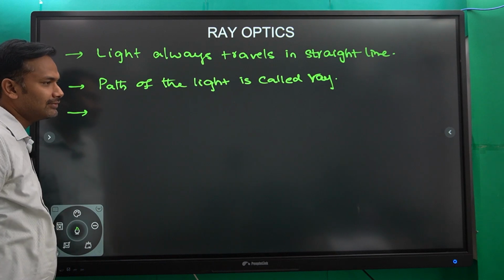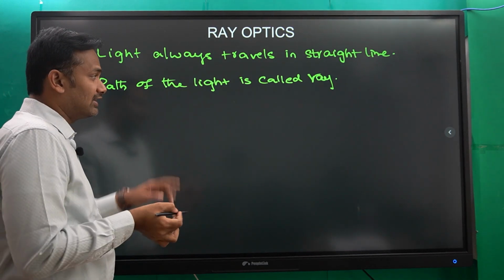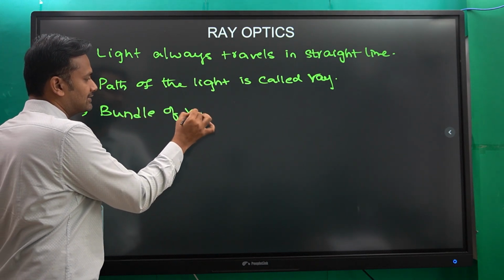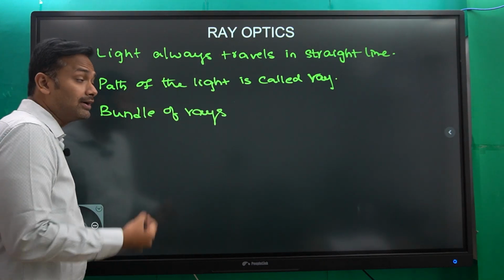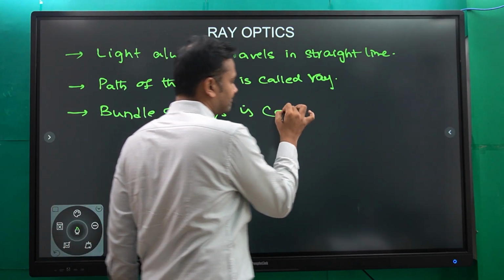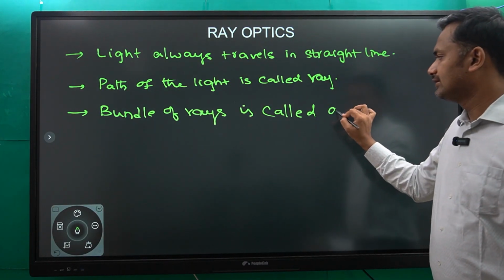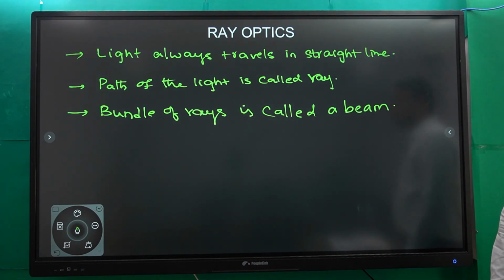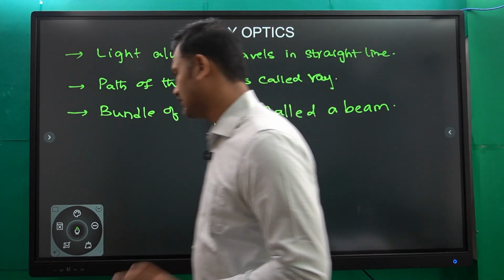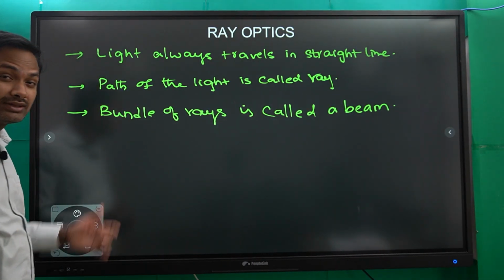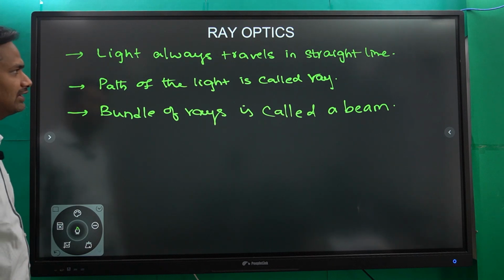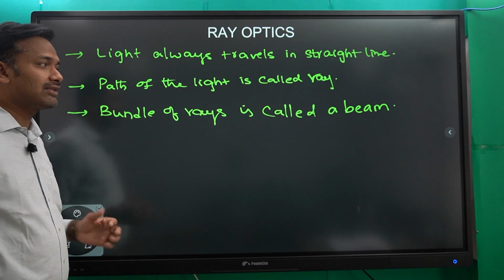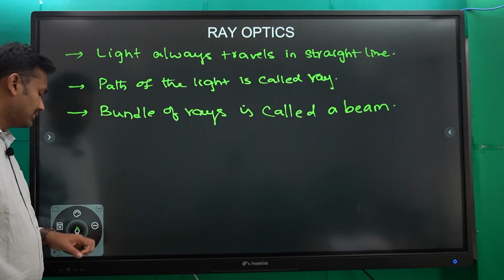Next, the bundle of rays, or the bunch of rays, is called a beam of light. Okay, so these are the three basic points we have for light. Light always travels in a straight line, the path of the light is called a ray, and a bundle of light rays is called a beam.